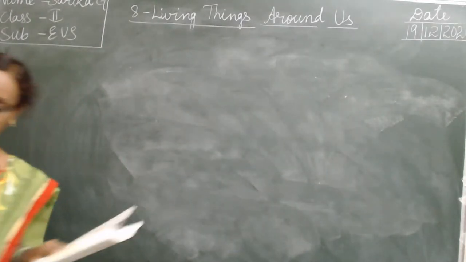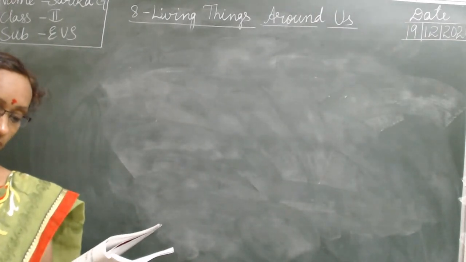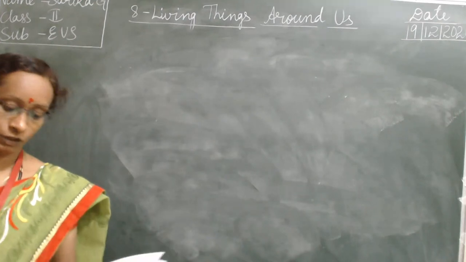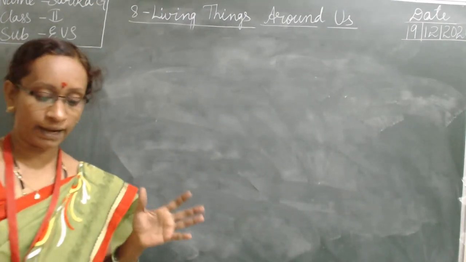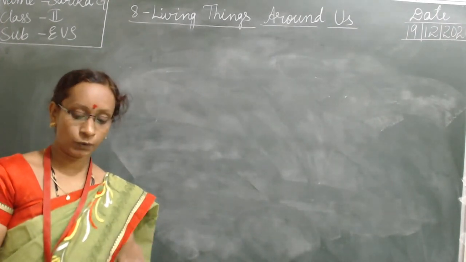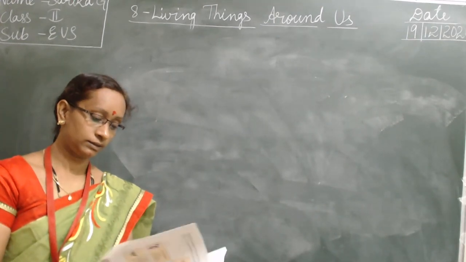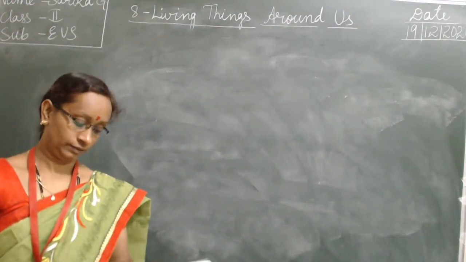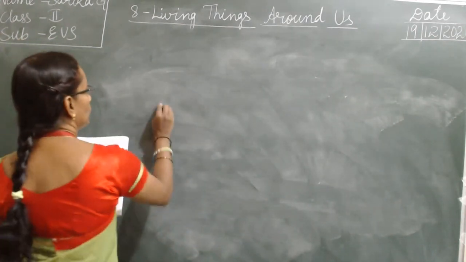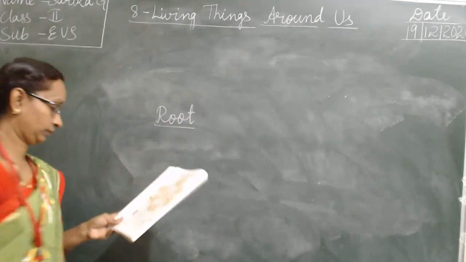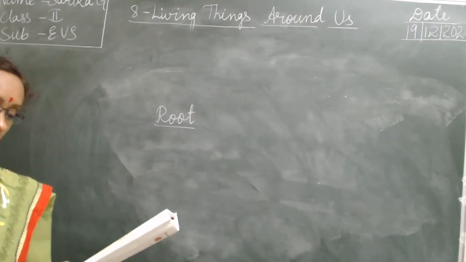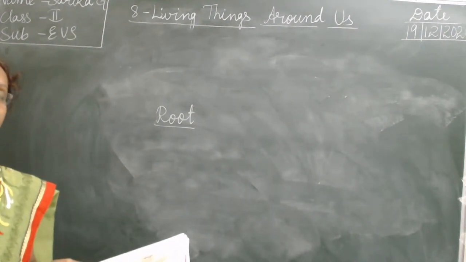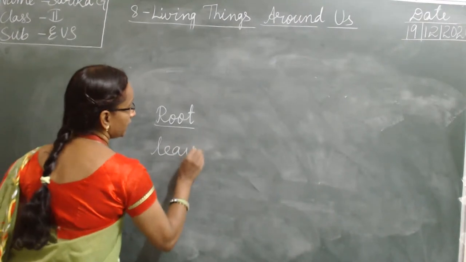Next, solve these riddles. I am usually found below the soil and hold the plant firmly to the soil. Who am I? You have already learned about the parts of a plant. Yes, who am I? Root. I help the plant prepare its own food. Who am I? Leaves.